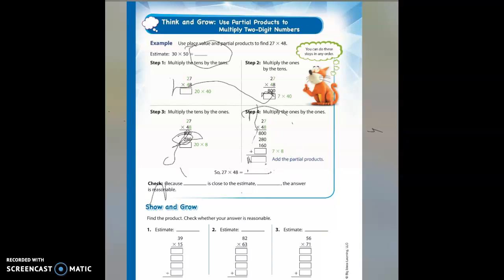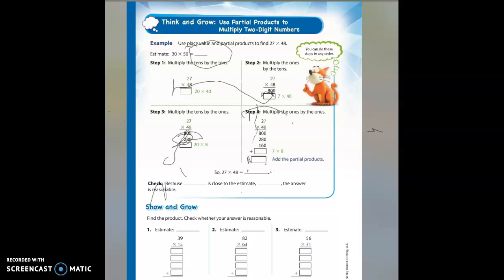So then you're checking, because the 1,296 is close to your answer, which you got for what's 30 times 50. Do you remember what you did? That would be 1,500. So because it's close to that, the answer is reasonable. So that's basically what you're doing in this whole area, is we're multiplying and then adding all of the little products together.